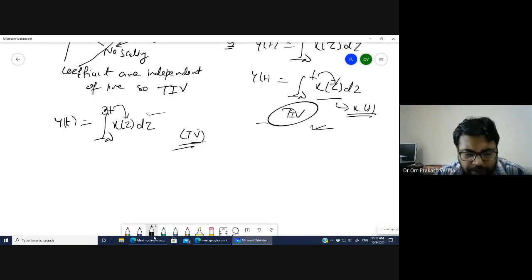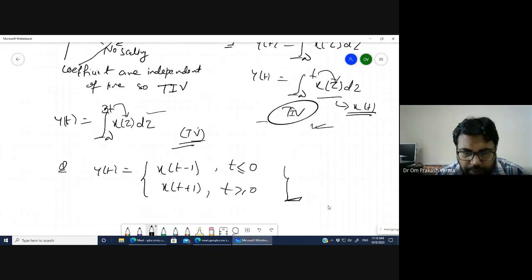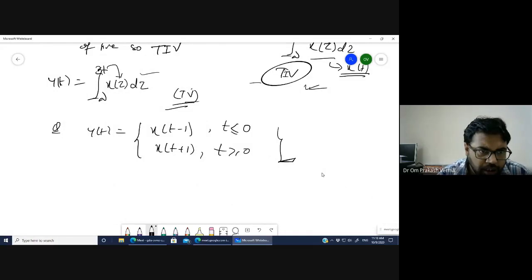Okay, so next problem I have taken, let's say y(t) equals, now comment on this: x of t minus 1 for t less than or equal to 0, x of t plus 1 for t greater than or equal to 0. Now comment on this. Try to do.